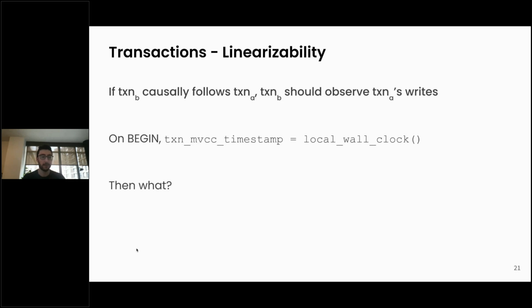But if we're assigning timestamps from the local wall clock of each node in the system, then clock synchronization becomes a big problem, because if our clocks aren't synchronized well, we could see inversions in causality. You can imagine that a transaction hits node A and it writes at time 12, and then a causally dependent transaction hits node B, and because node B's clock is lagging node A's, it may actually get an earlier timestamp, maybe time 10. And what we don't want to happen is to have transaction B miss transaction A's write.